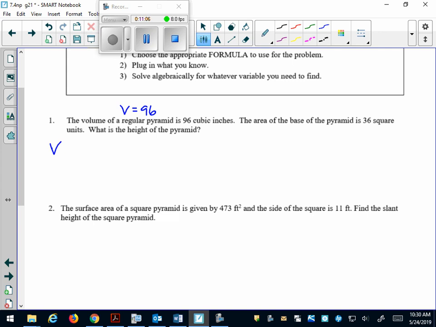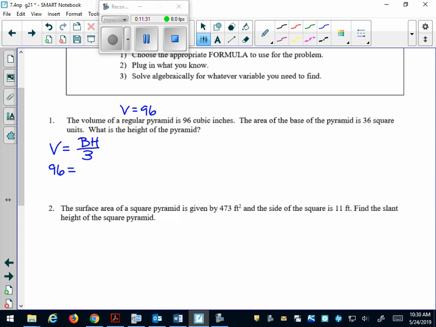What's the formula for volume of a regular pyramid? It's a pointy thing, so it's BH divided by 3, right? 1/3 BH. So that's the formula that we want to start with. Now we're going to plug in what they tell us. They tell us the volume's 96, so I'm going to put that in for V.